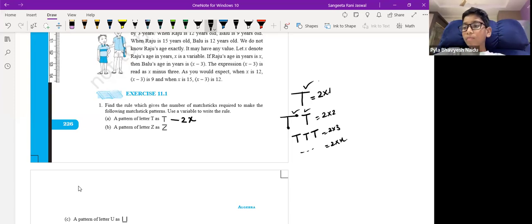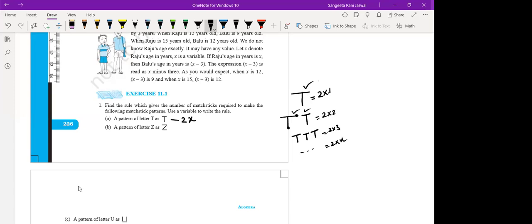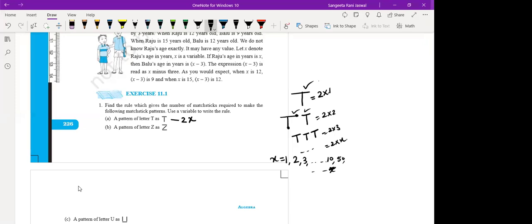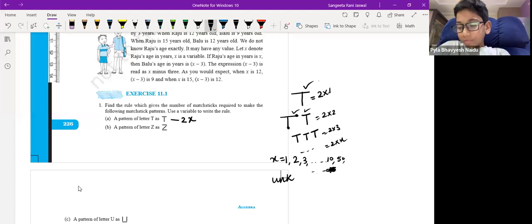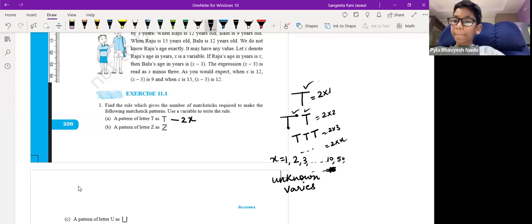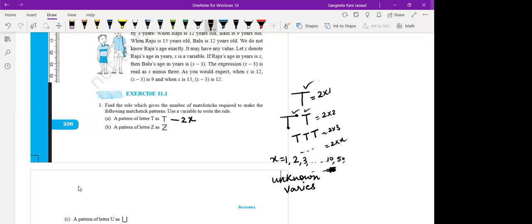Yes, ma'am. That's a variable because x can take any value. x can be 1 also, x can be 2 also, x can be 3, and so on. x can be 10, 50. Variable means unknown, which is not known to us, and which varies, which changes, which is not fixed.